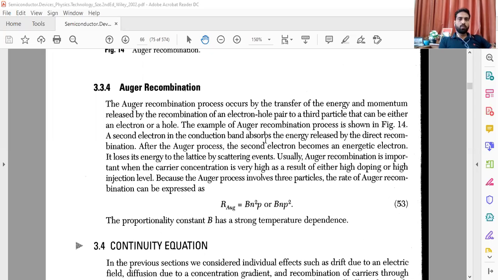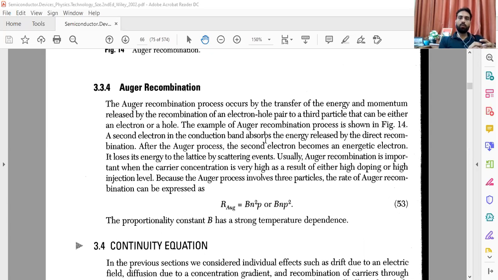Now let's discuss exactly what Auger recombination is. The Auger recombination process occurs by the transfer of the energy and momentum released by the recombination of an electron-hole pair to a third particle, which can be either an electron or a hole. What is happening here? This recombination process occurs by the transfer of energy and momentum. It means the energy and momentum are both transferred when released by the electron-hole pair.